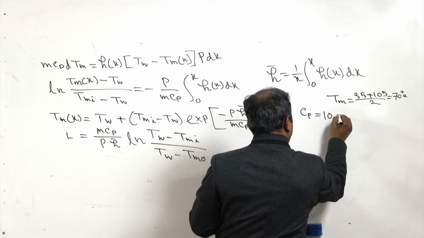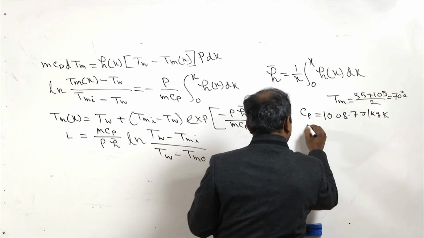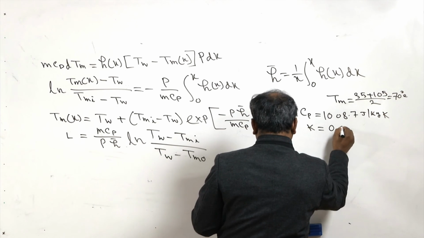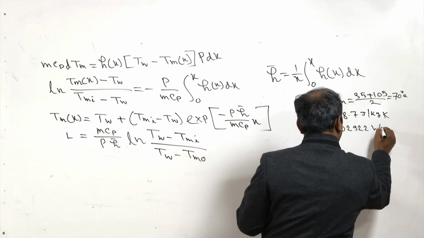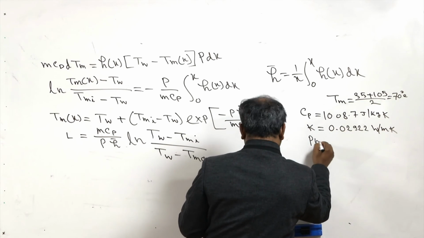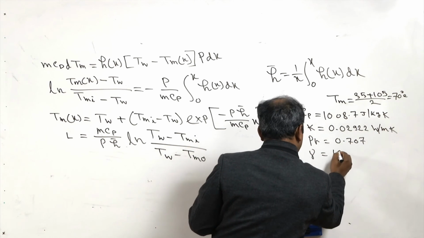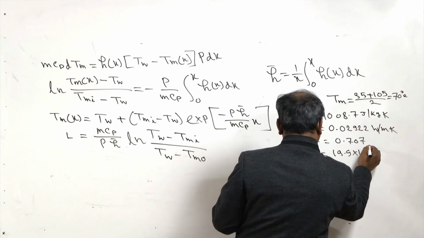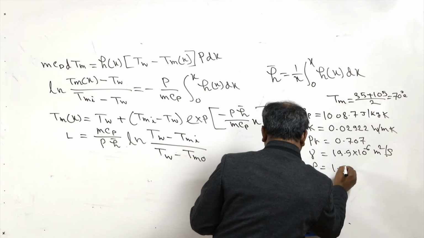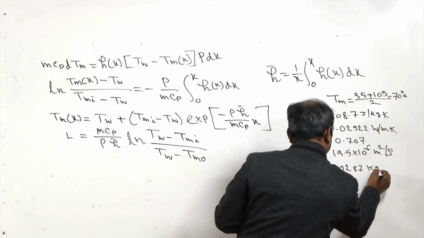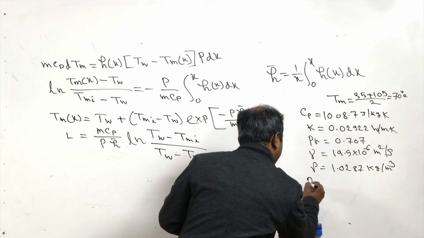So, Cp is 1008.7 joule per kg Kelvin. Your thermal conductivity K is 0.02922 watt per meter Kelvin. Prandtl number is actually 0.707. Then nu is actually 19.9 into 10 to the power minus 6 meter square per second, and rho will also be required, 1.0287 kg per meter cube.